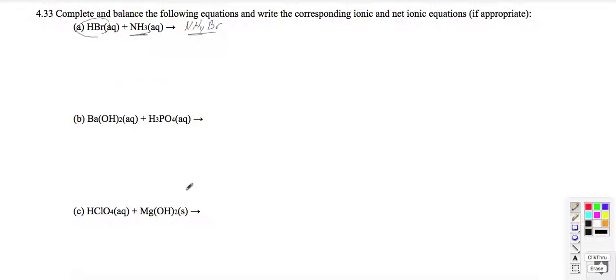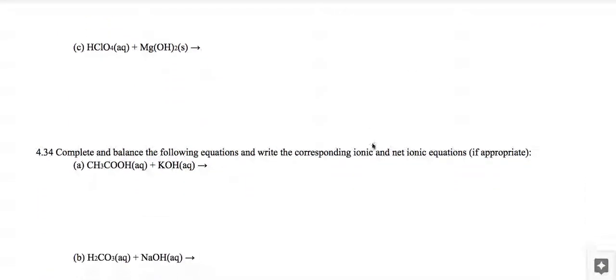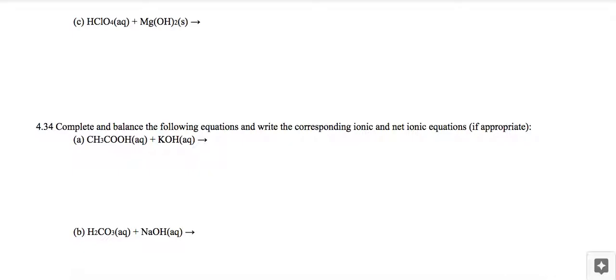But let's go ahead and skip the C down here. So here on your packet, just if you want to do that, that's fine. All right. Let's go ahead and go to C and look at that guy.